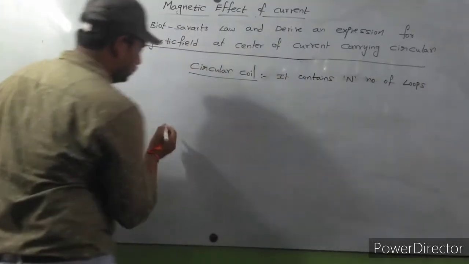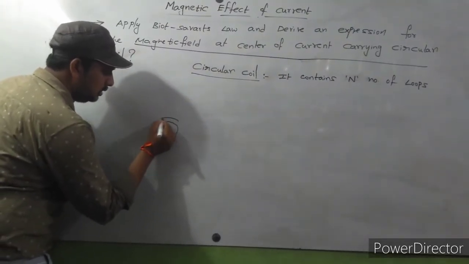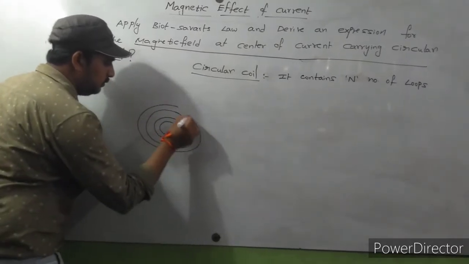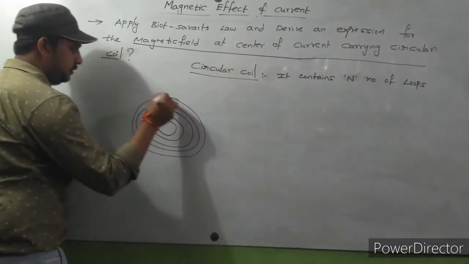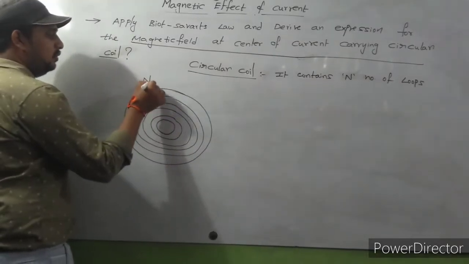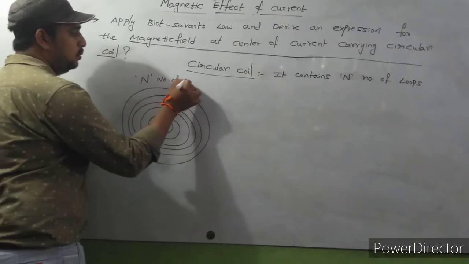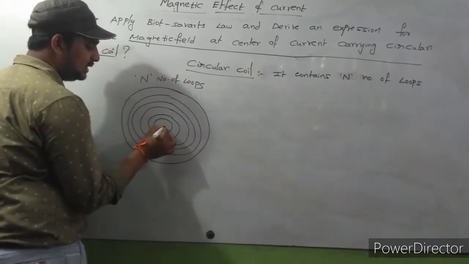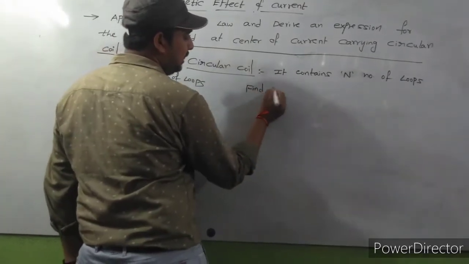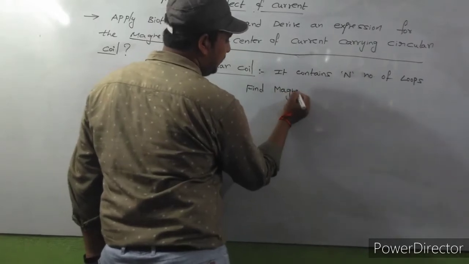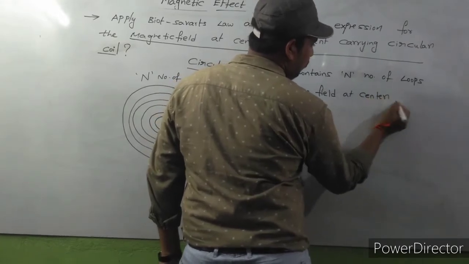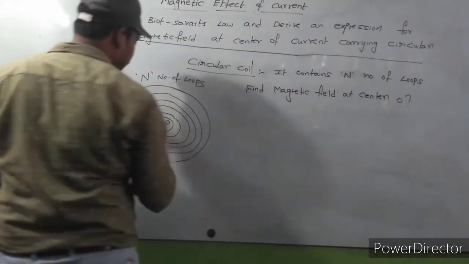For example, if loops are present like this, 1, 2, 3, 4, 5 and so on up to N, so like this N number of loops are there. So what is the magnetic field at center? Find the magnetic field at center O. Here I is the current passing through this loop.